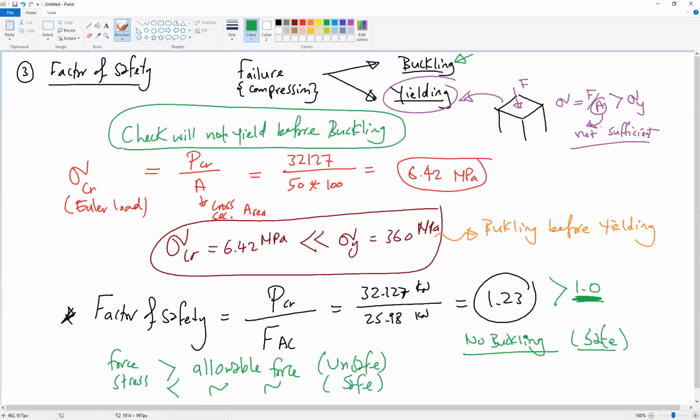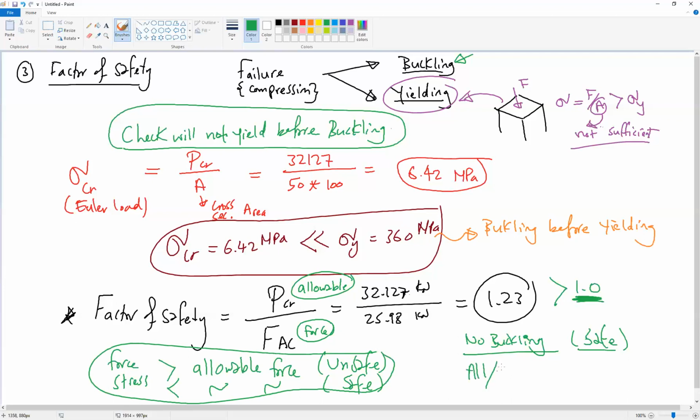So here PCR is the allowable force, the allowable value, and F is the force. If we put this relation in the shape of a formula, it's just like calculating a ratio. You have many ways to express this. Otherwise we can just say F is greater than the allowable P. So it's the same idea.